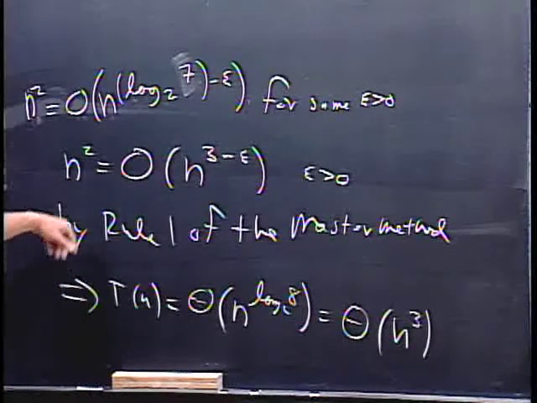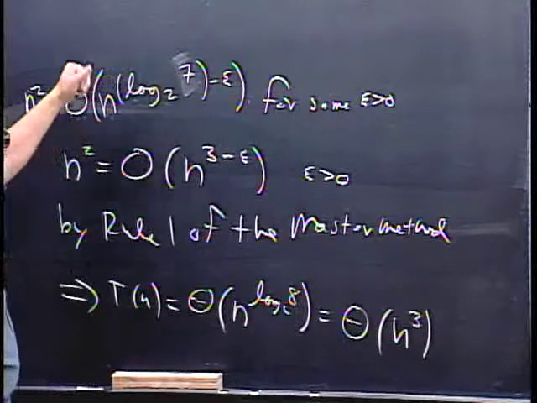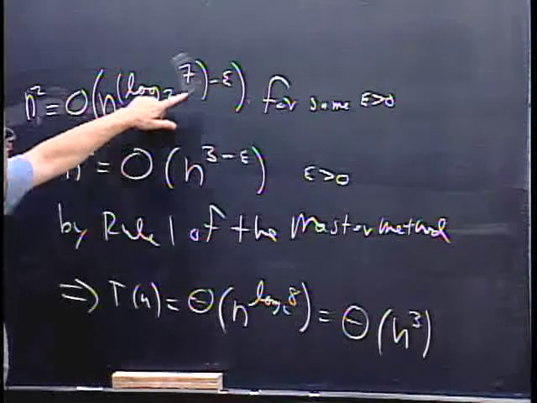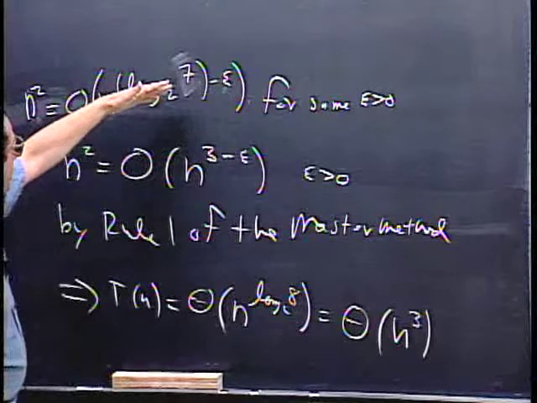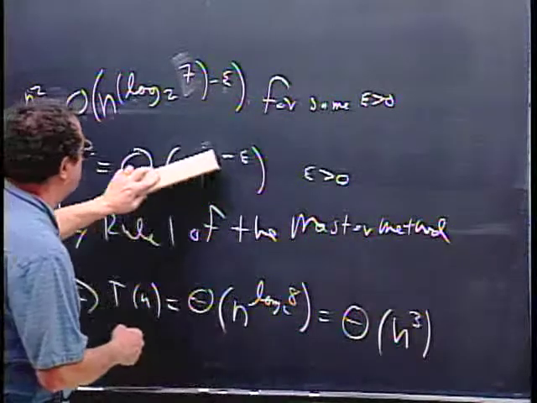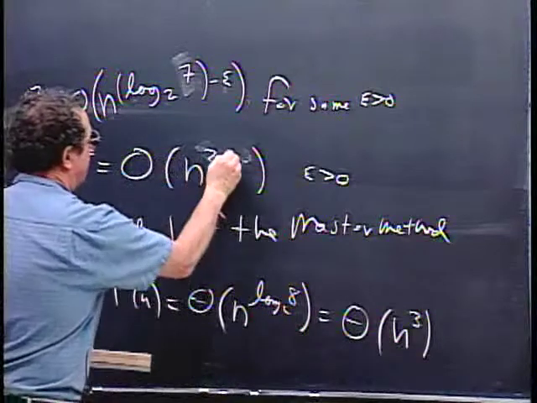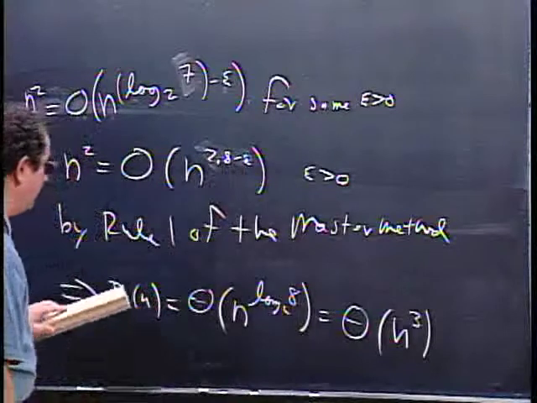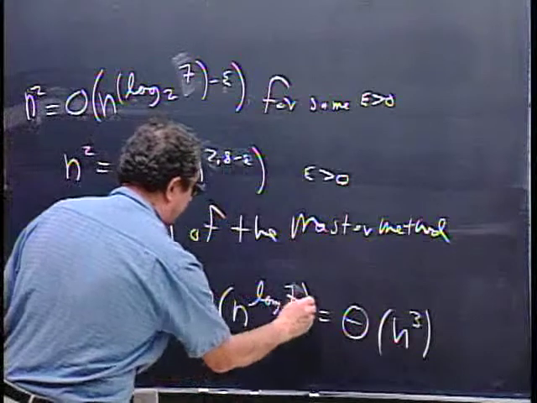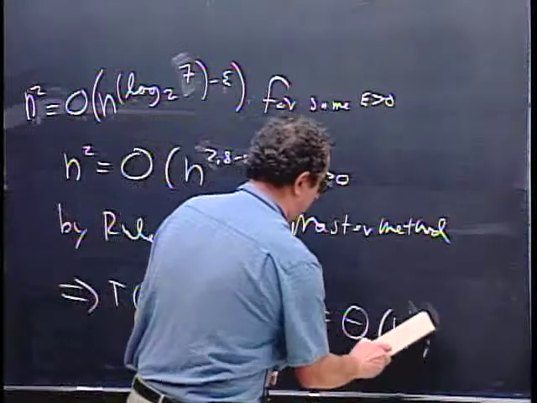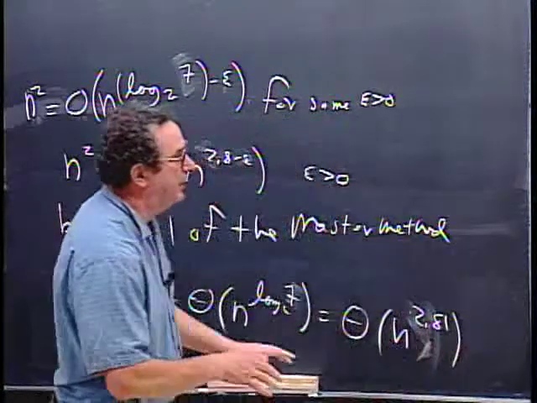Okay, where was I? Yeah, n to the log base 2 of 7 is bigger than n squared. It's about n to the 2.8. So we have room for the epsilon. So n squared is big O of n to the log base 2 of 7 minus epsilon, which means 2.8 minus epsilon. That means that T(n) in this case would be n to the log base 2 of 7, which is about n to the 2.81. Okay, so this is just setting up what we want.